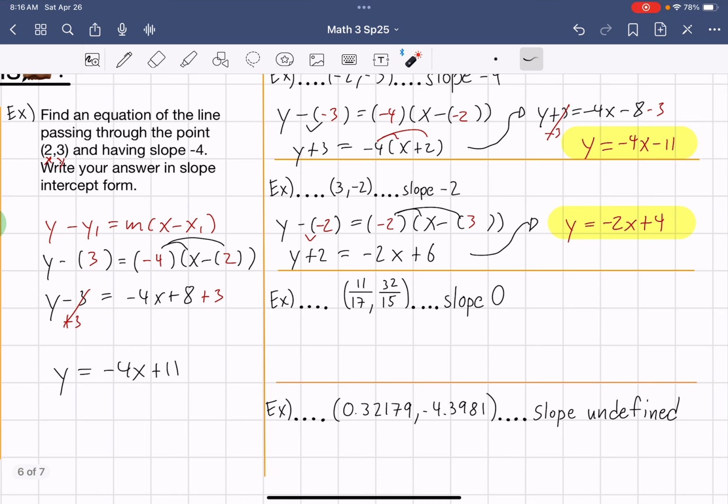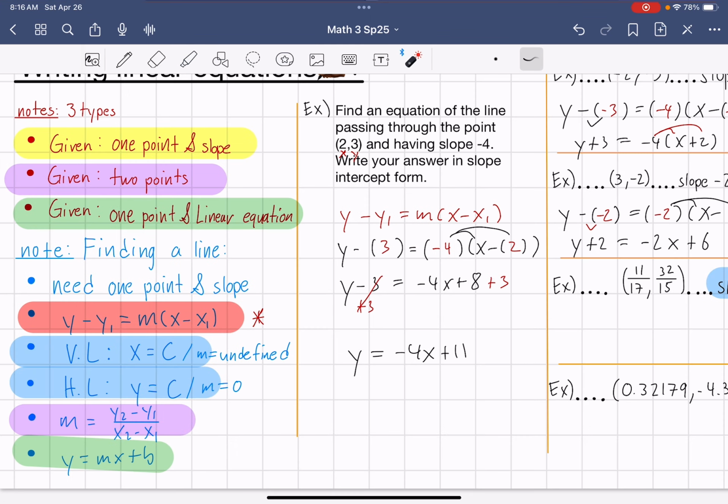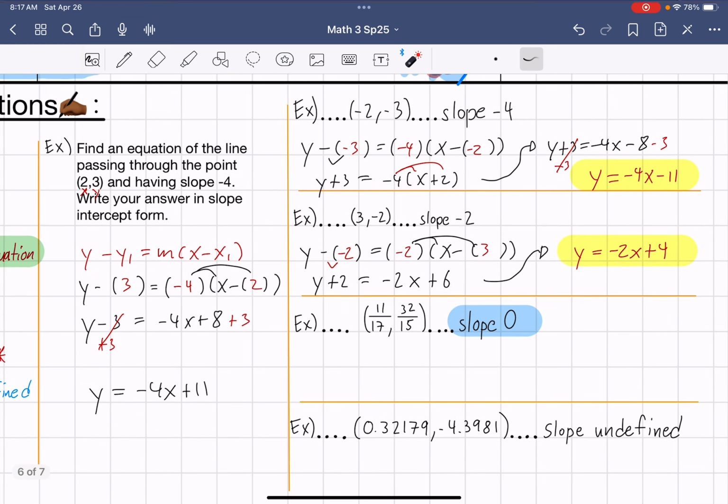Now this one has a really ugly point, but then it says slope 0. Now hopefully you can recognize, wait, I remember something about slope 0. Right? Where I said, if you have slope 0, that's going to be a horizontal line. That means my equation, I don't need to. You can still use the point slope form, but it's so much quicker if you just use the slope-intercept form. I mean, this is y equals c, because all I need to do is look at the y coordinate, and that's my answer right here. So I would literally just write y is equal to 32 over 15, and that's my equation.